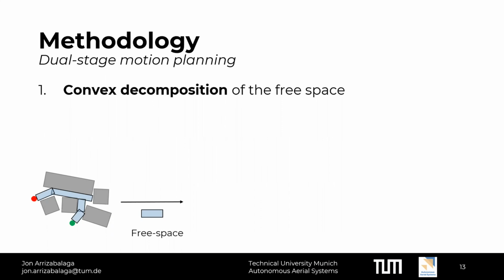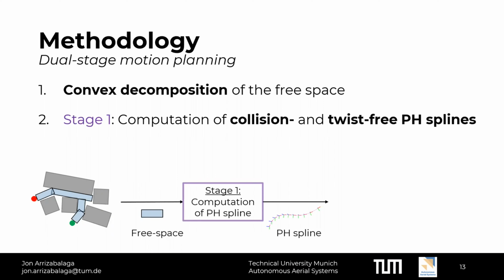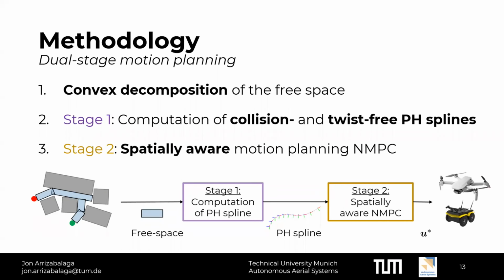So, assuming that the obstacle-free space is decomposed into multiple convex sets, we propose a dual-stage motion planning approach. In the first stage, we solve an optimization problem in order to compute a collision and twist-free PH spline. The coefficients associated to this spline are fed into a second, prediction-based stage. More specifically, it's an NMPC controller whose plan model contains the spatially reformulated system dynamics. Using this spatially reformulated plan model allows us to exploit the available space to achieve the desired performance. Finally, the optimal control commands obtained from the second stage are fed into the system that we want to control.